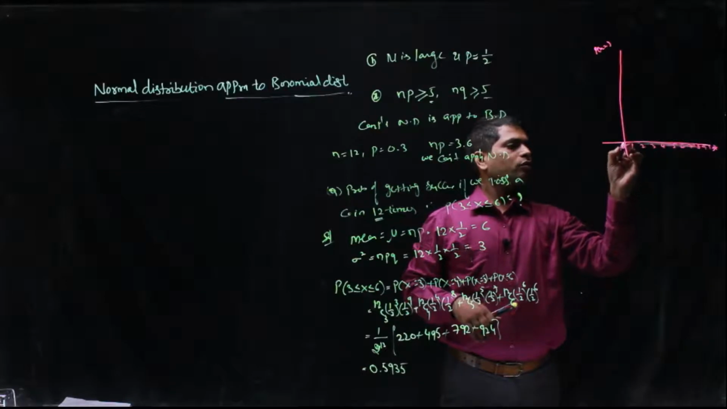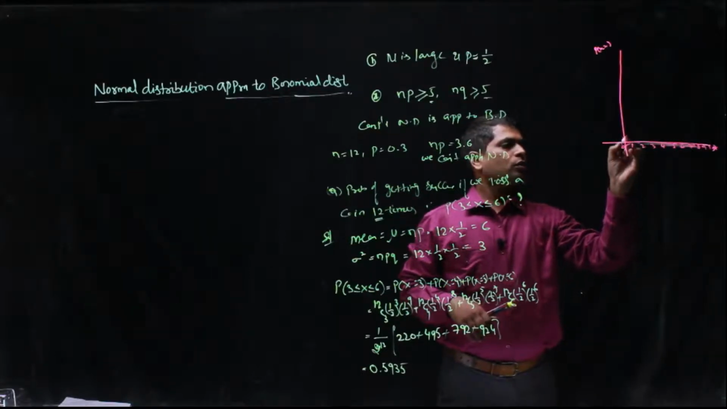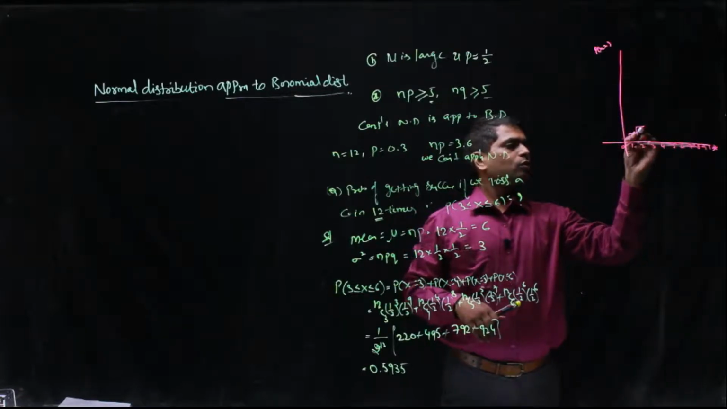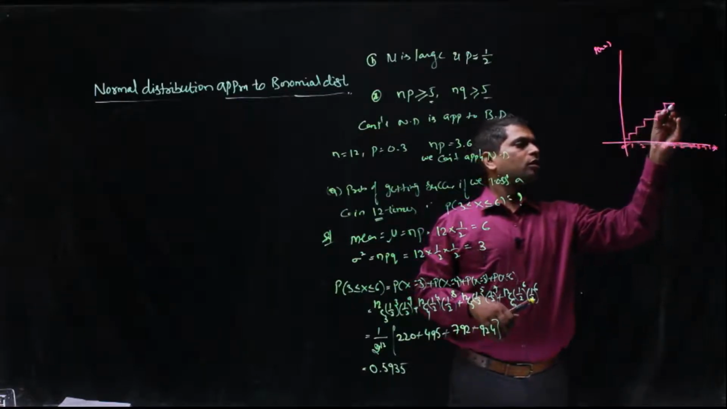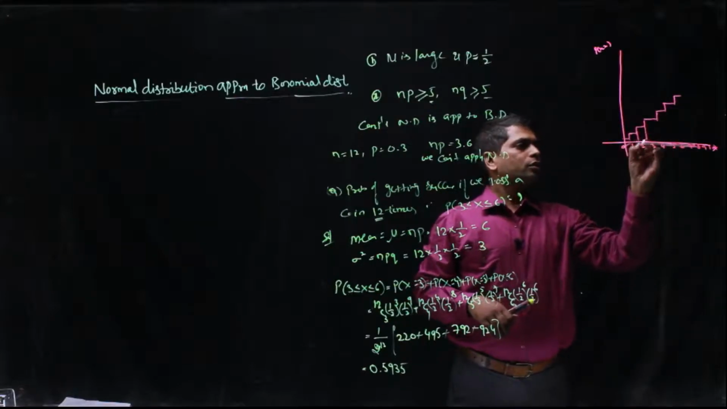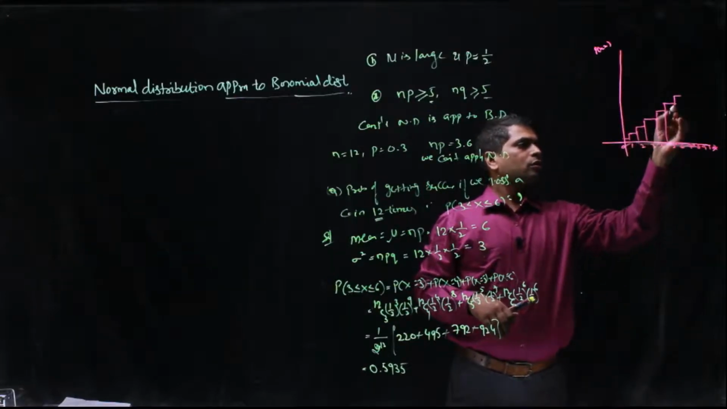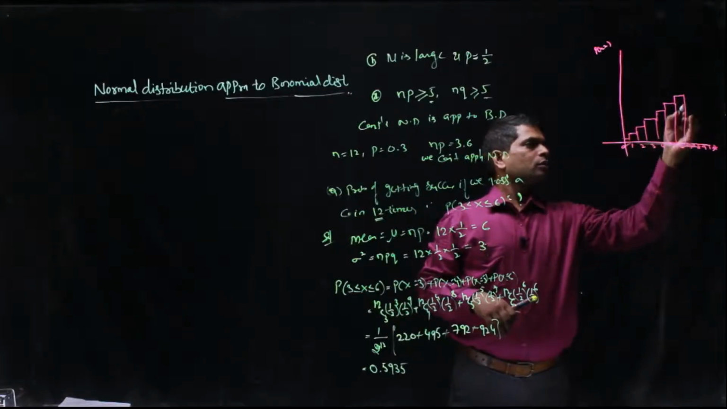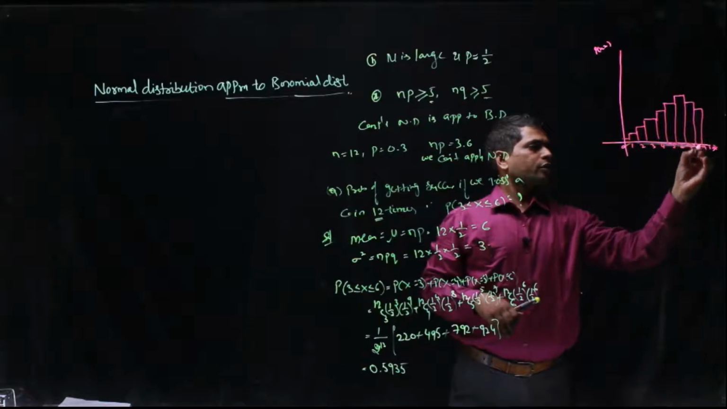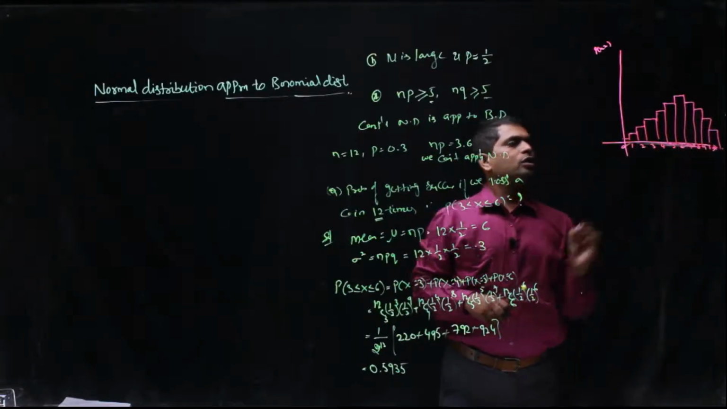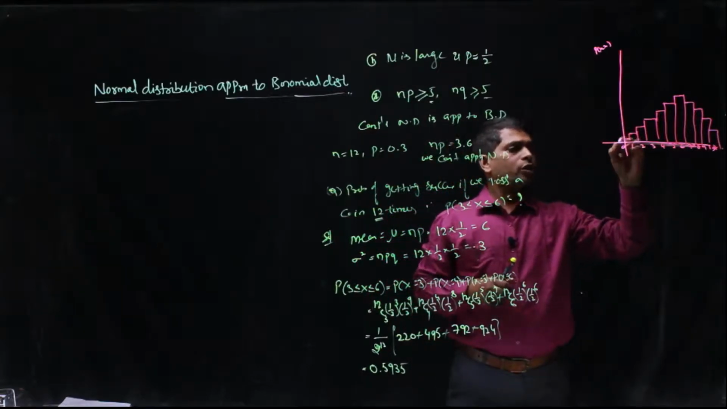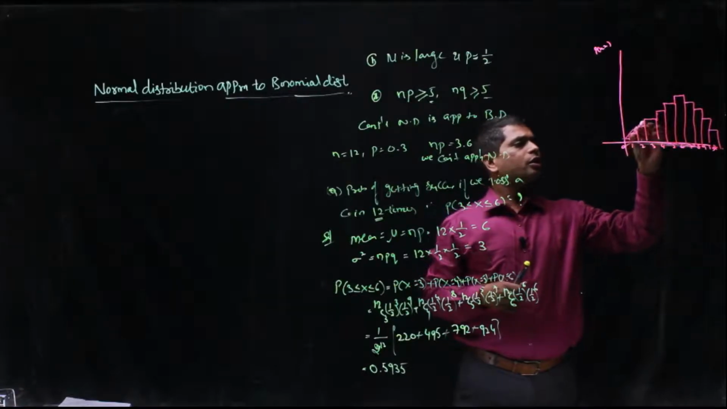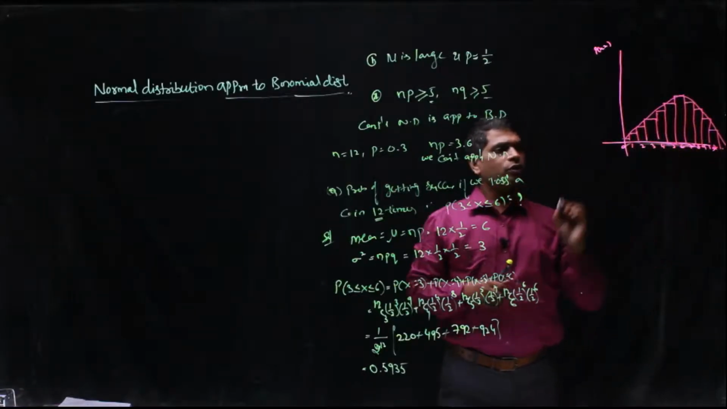I will take those values: 0, this is for 1, this is for 2. Assume that we got some probabilities from the experiment, then 7 successes, 8 successes, 9, in this way. Now this is the probability distribution of the binomial. Now I am trying to convert it into a normal distribution, whose shape is a bell shaped curve.